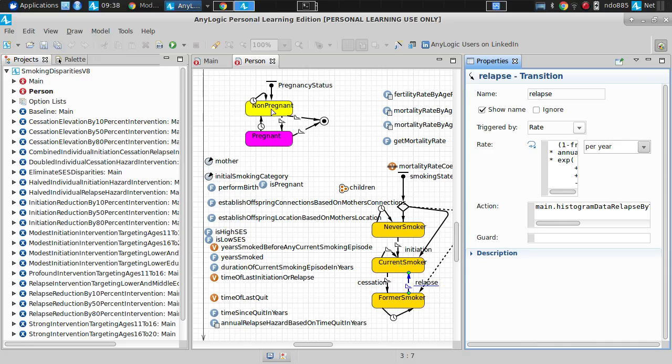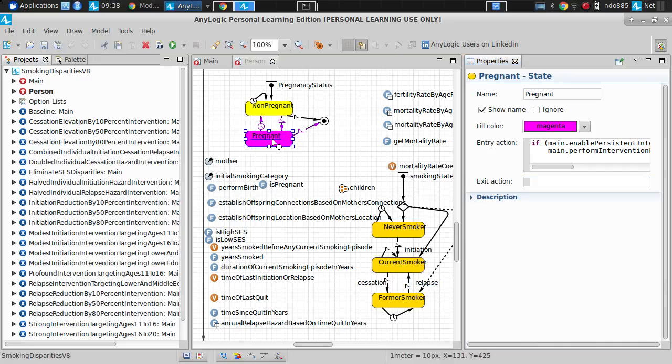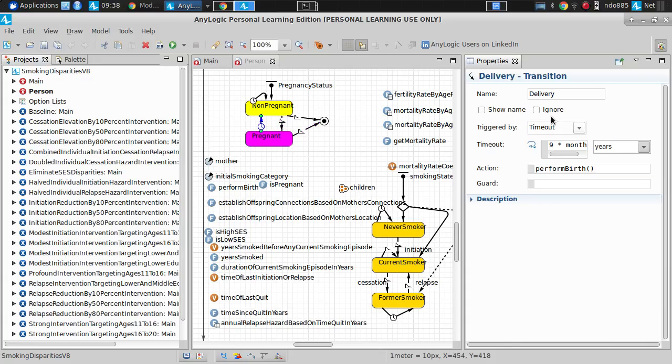Up here, you'll see another state chart. This one has to do with pregnancy status. One of the things we capture here is the effects of in utero exposure to nicotine. And so a woman here can be in a non-pregnant state or a pregnant state, and you'll see a somewhat different logic here. For example, we characterize in this model, for simplicity, that a woman delivers, comes to term, in exactly 9 months, according to a timeout. So it's not a hazard rate, it's a timeout.